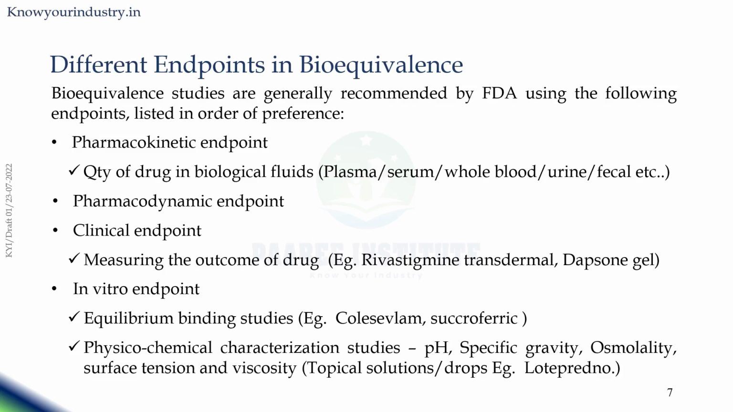Finally, for the similarity of the formulation, you measure the physicochemical characteristics like pH, specific gravity, osmolality, surface tension, and viscosity, which will be compared between the test and reference product, based on which the equivalence will be derived. So these are all about the different endpoints used in the bioequivalence study.